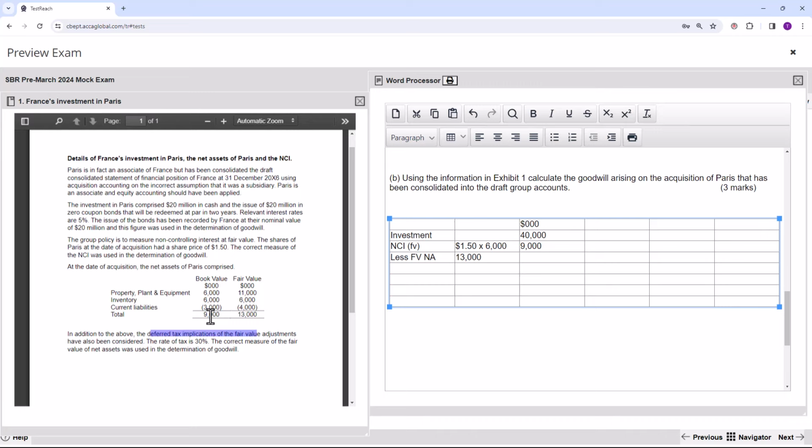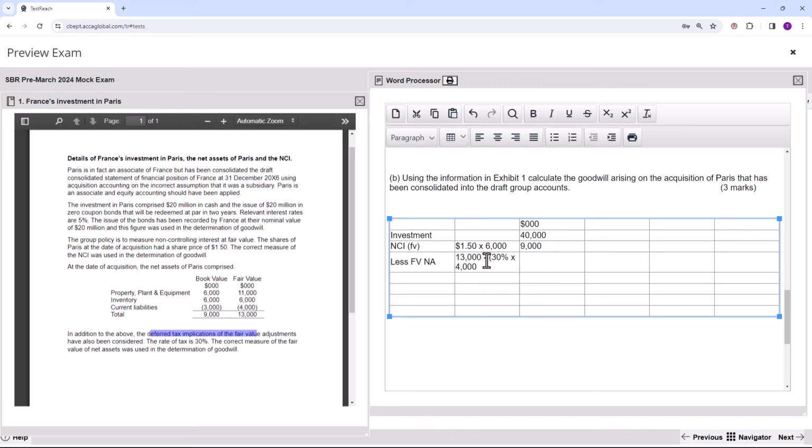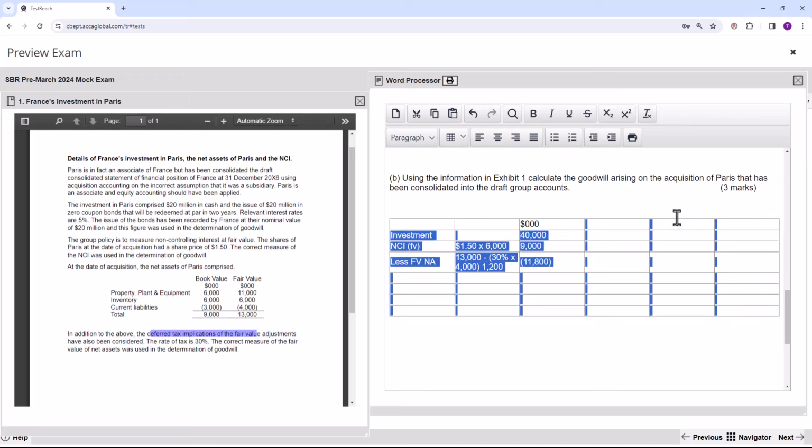That's a taxable temporary difference. And therefore, what we have is an additional deferred taxation liability of 1,200. And I'm leaving an audit trail and basically saying that the fair value of my net assets should have been 11,000, yeah, 800, 11,800.